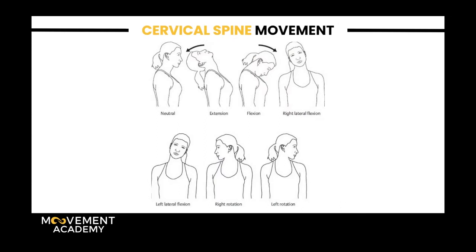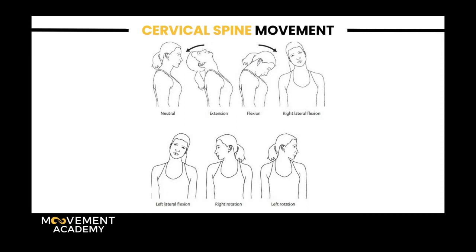The cervical spine's range of motion is approximately 80 to 90 degrees of flexion, or looking downward, 70 degrees of extension, or looking upward, 20 to 45 degrees of lateral flexion, which is touching your ear to your shoulder, and up to 90 degrees of rotation on both sides, which is looking from side to side.